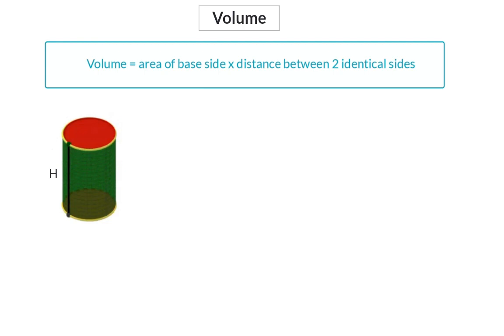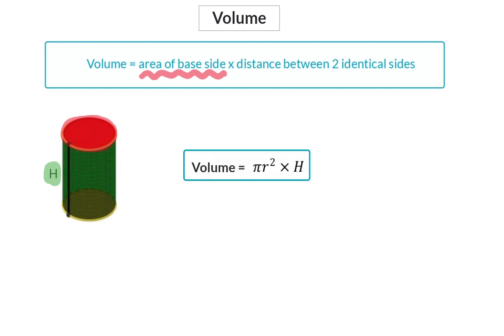To calculate the volume of a cylinder, we're going to make use of the same formula we used for the other prisms, which is firstly calculating the area of the base side, which in this case will be the circle, and multiplying that by the distance between the two identical sides, which we are calling h. So you can remember that to calculate the volume of a cylinder, we have the formula pi times radius squared times height.